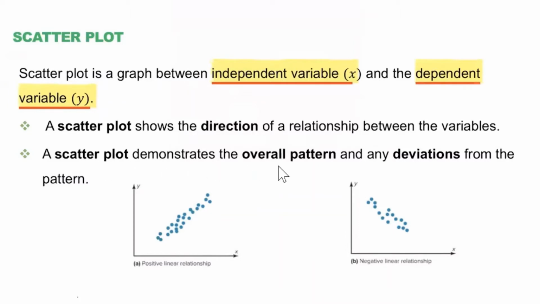Second, a scatter plot demonstrates the overall pattern and any deviation from the pattern. So when you look at the scatter plot, you'll be able to tell the direction and strength of the relationship. And sometimes you may also find that some points are a little bit far from the cluster of points, like this one. So that is the deviation. If you see any point that lies quite far from the cluster of points, then we call that an outlier. So that is the basic definition of a scatter plot.